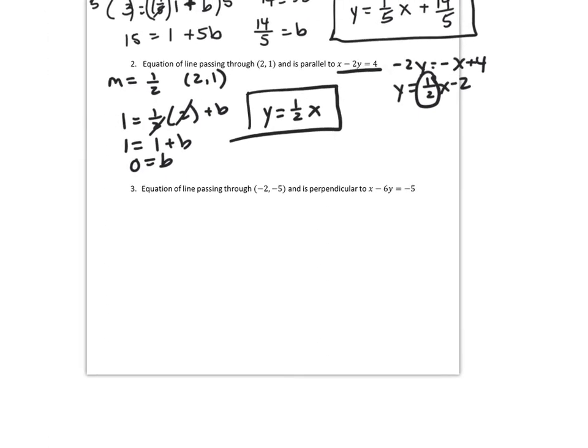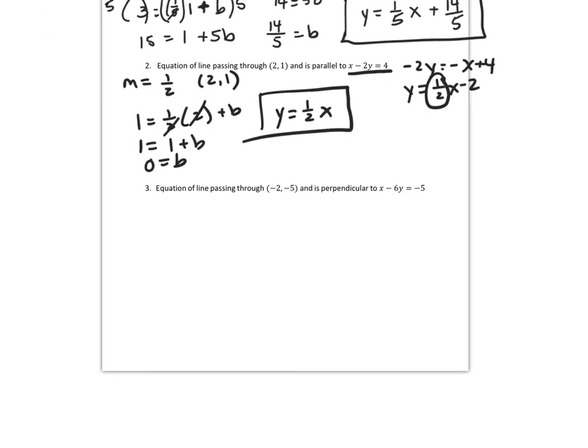All right, equation of a line passing through (-2, -5), and perpendicular to this guy. So this is -6y = -x - 5. y = 1/6 x + 5/6. The slope of this line is 1/6, but my line is perpendicular to it, so I need to do a negative reciprocal, otherwise known as -6. Change the sign and flip it.